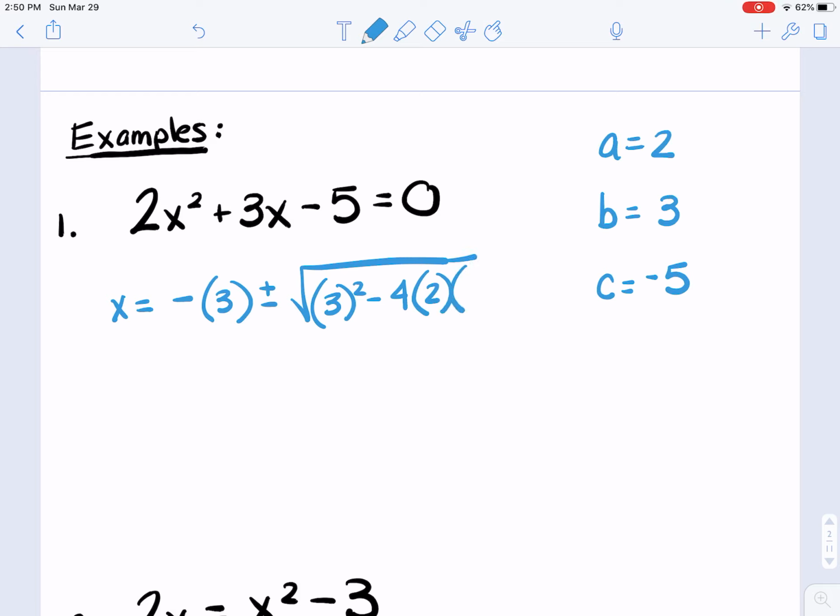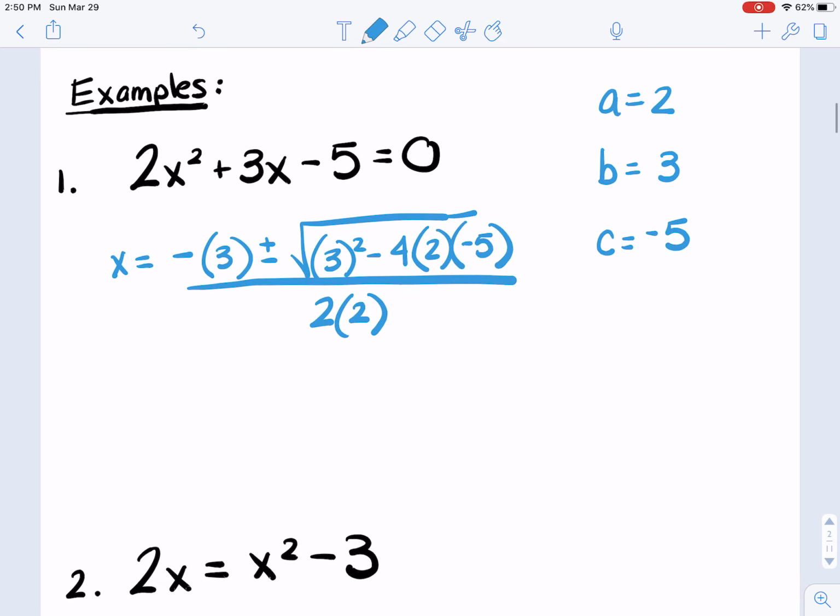When quiz time comes around, you will not have the quadratic formula given to you anywhere on any sort of quiz. It's not even given on the SATs or anything like that. So that's the one catch. It's not a difficult formula to use. It's just you have to have it memorized.